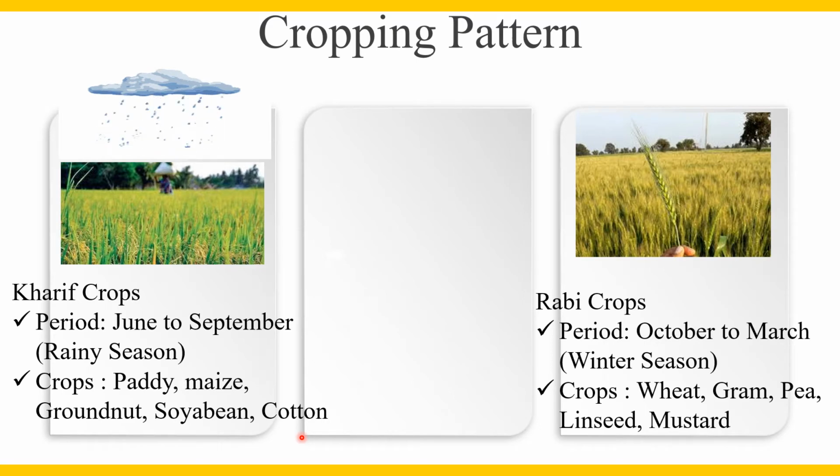Now let us discuss a little about Rabi crops. So these Rabi crops are generally grown from the month of October to March. Can you tell me what season we will have during the months of October to March? You are right, we have the winter season. And when are the seeds sown for Rabi crops? Generally, the sowing for Rabi crops begins at the beginning of the winter, somewhere between October and November, and the crops are harvested by March or April. And some examples of Rabi crops are wheat, gram, pea, linseed, mustard, etc.